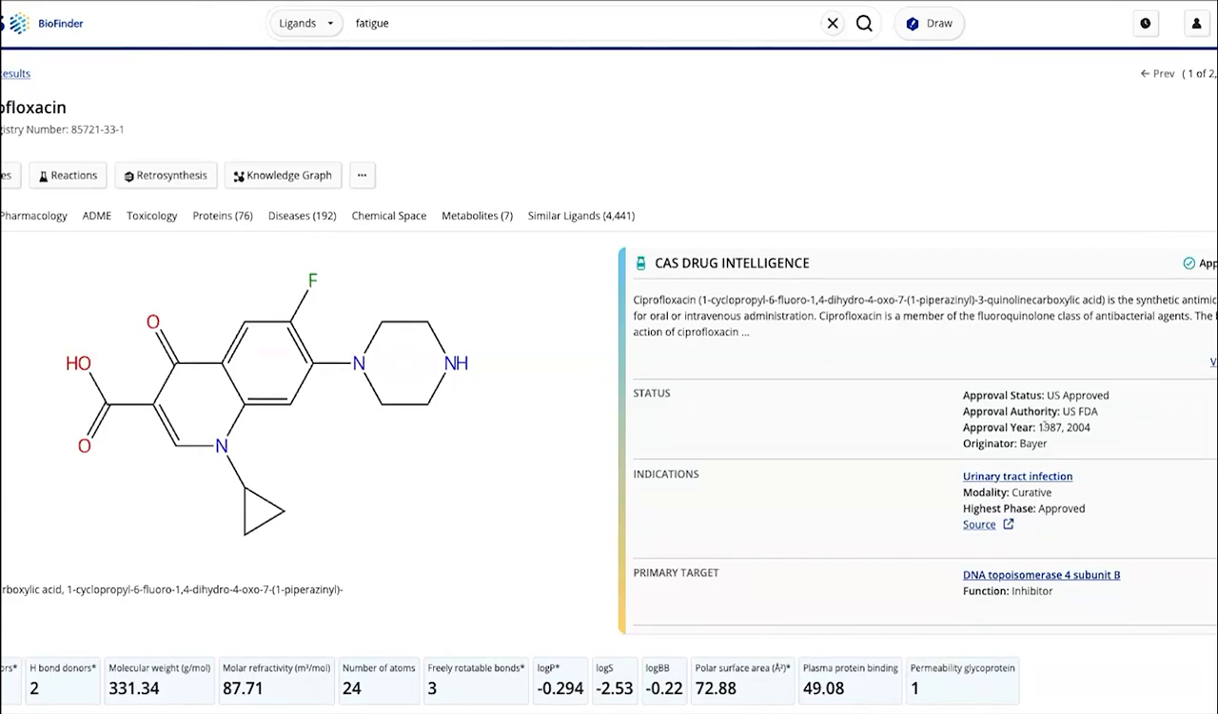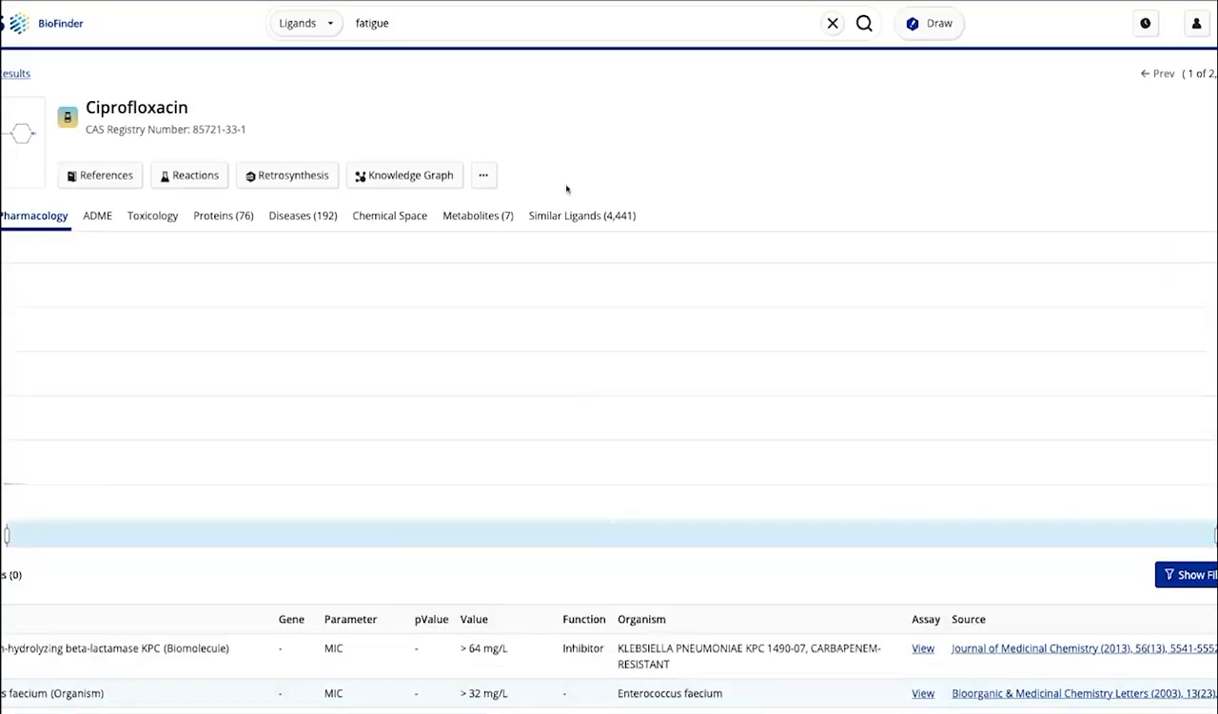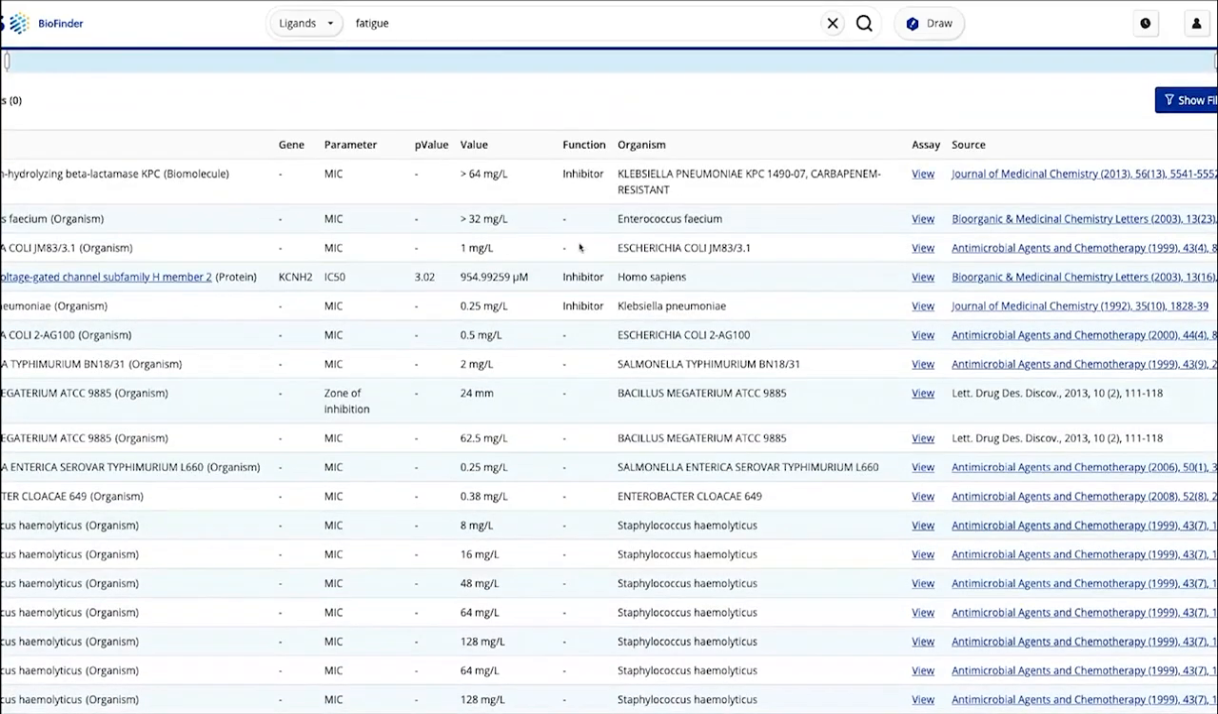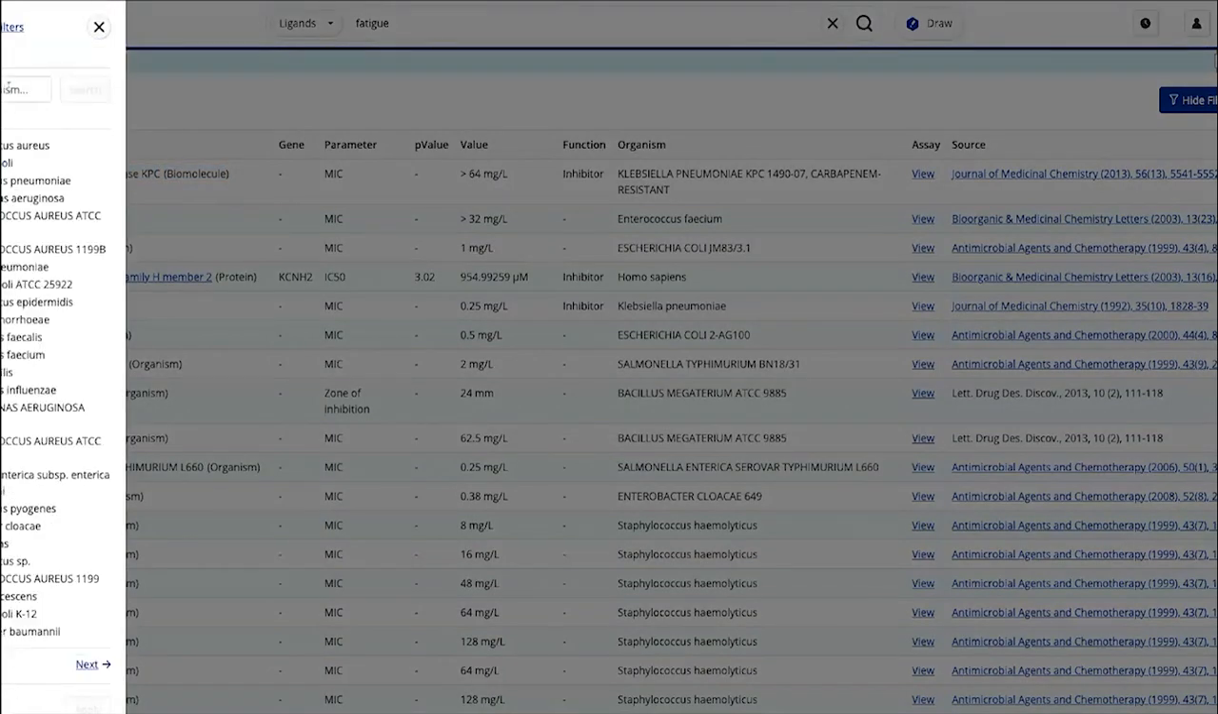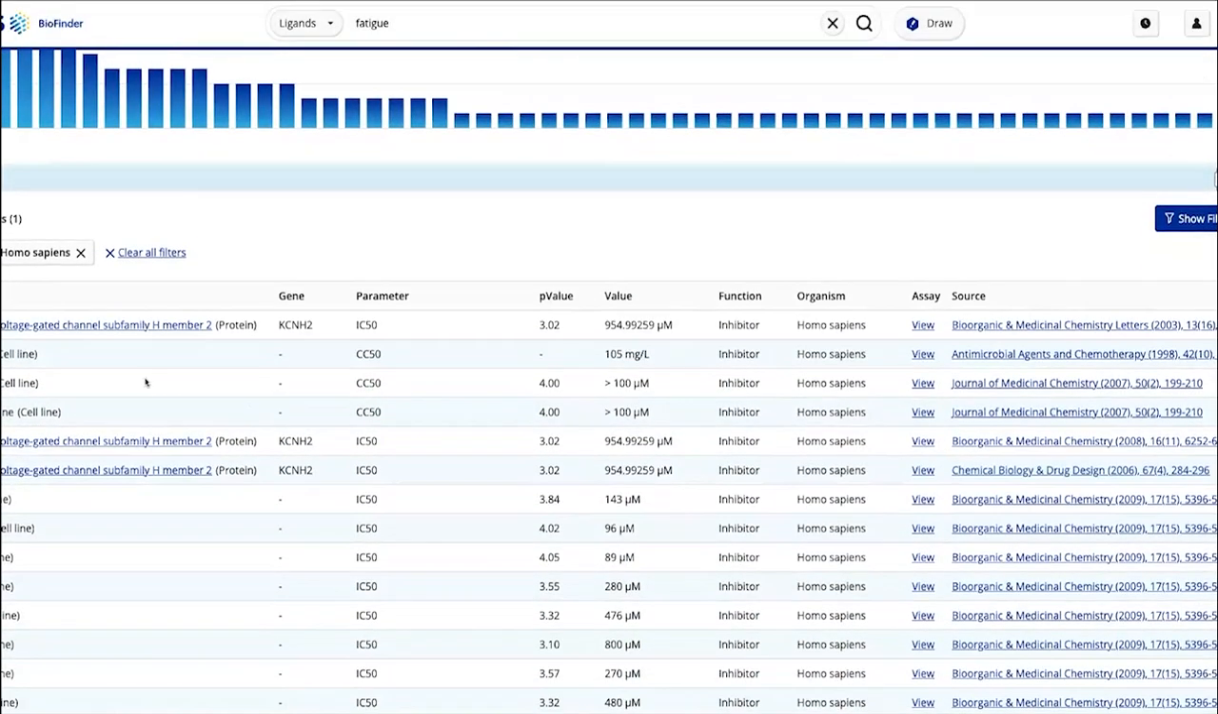I see that it has been approved in 1987, but this is a good piece of information. As a scientist, I work better with a lot more data. Here's where I see what kind of proteins or biomolecules are interacting with this substance, and they have registered all sorts of measurements. But I am more interested in how it interacts with the human organism.